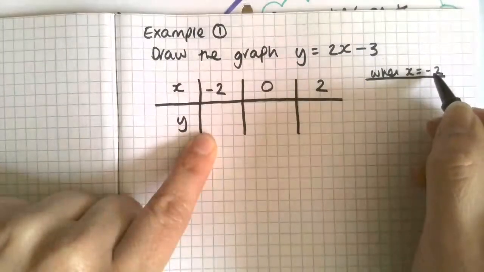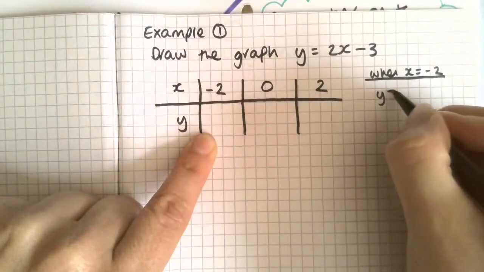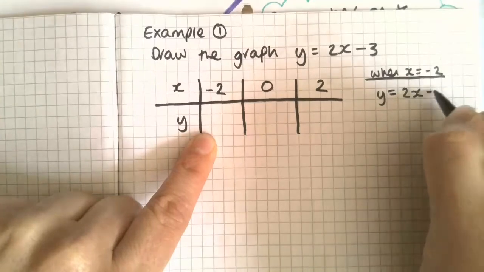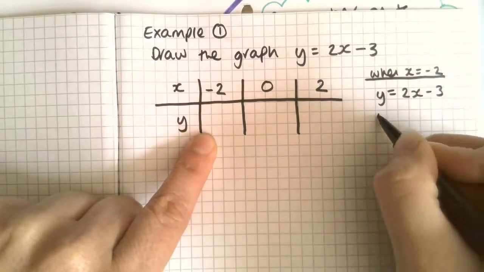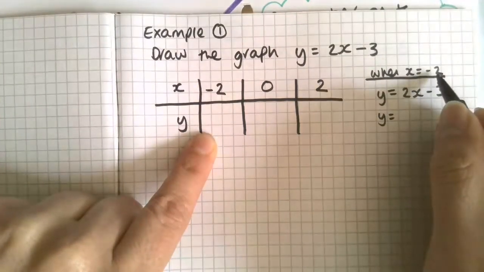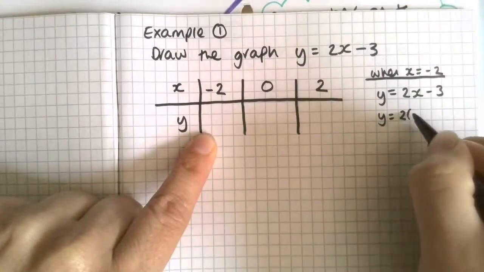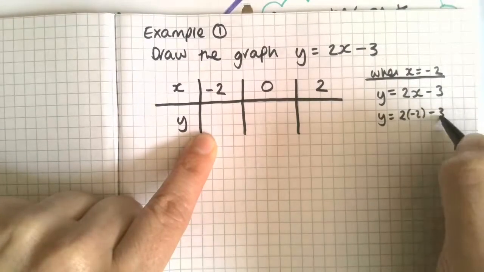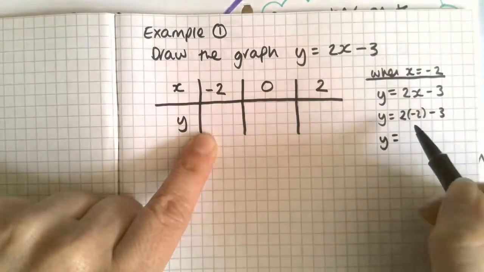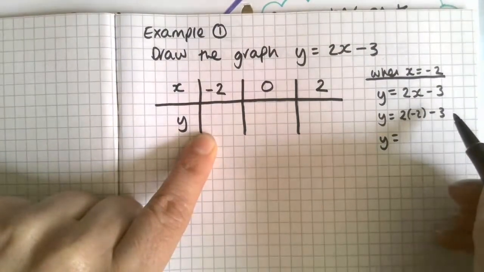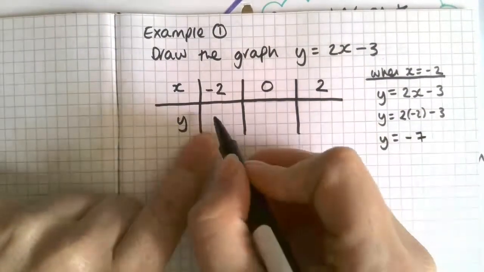So whenever x is -2, my equation for my line is y equals 2x minus 3. But I have said here that x is -2. So y is 2 times -2 minus 3. So that gets me 2 times minus 2 is minus 4, minus 3 is minus 7. That gives me minus 7.